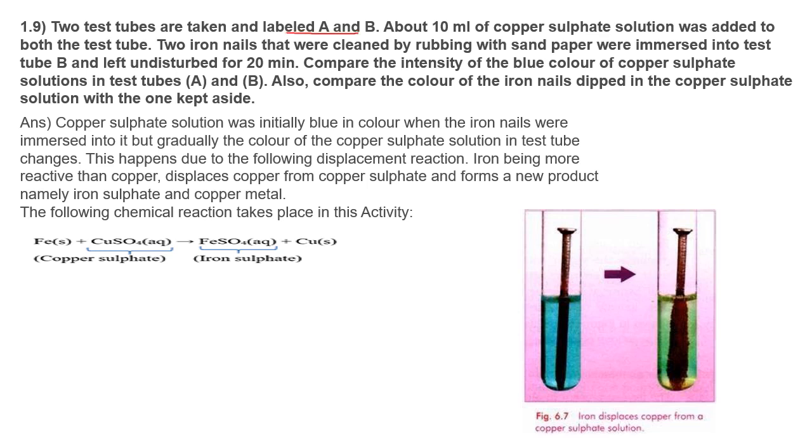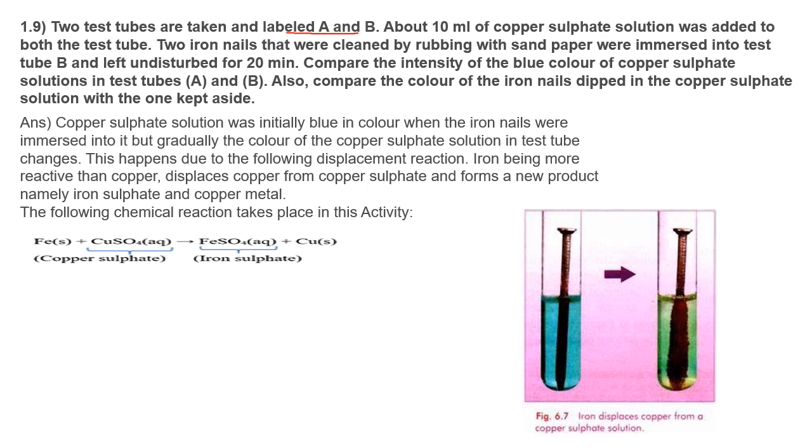Coming to the next, two test tubes are taken and labeled A and B. About 10 ml of copper sulfate was added to both. These two nails, which you have to clean by rubbing with sandpaper, were immersed into test tube B and left undisturbed for 20 minutes. Okay, two nails. But here in this picture, I have shown only one nail.